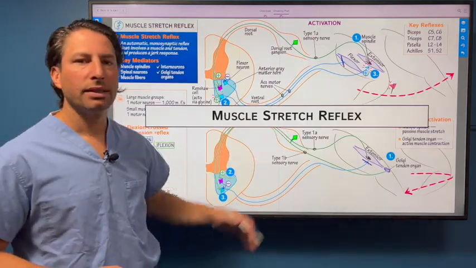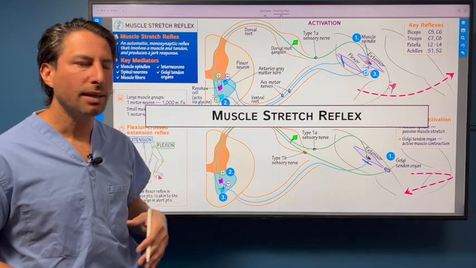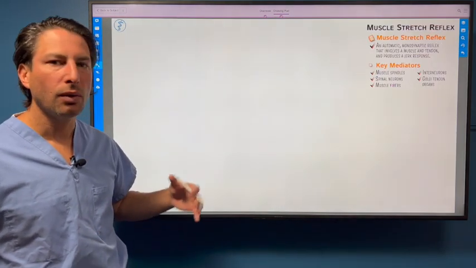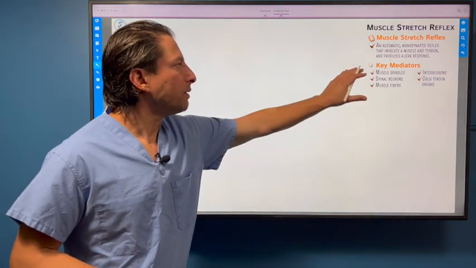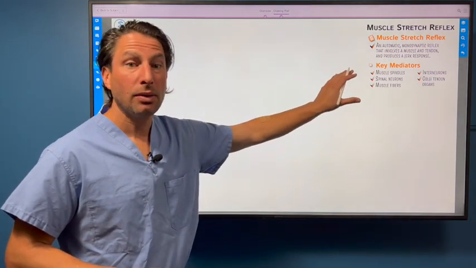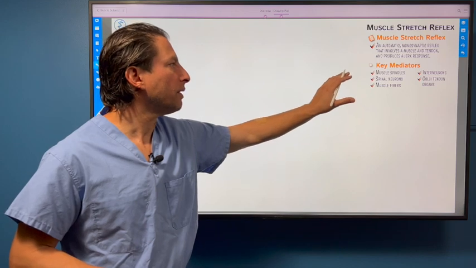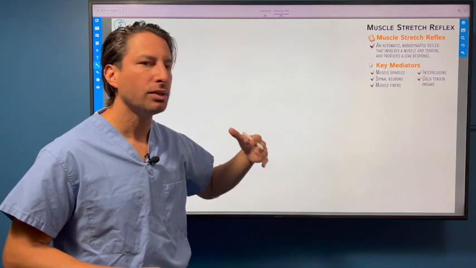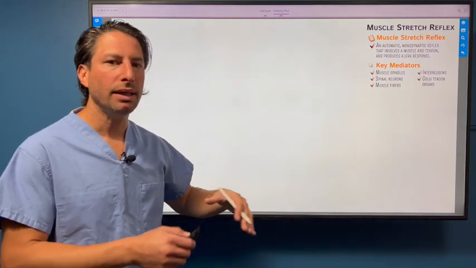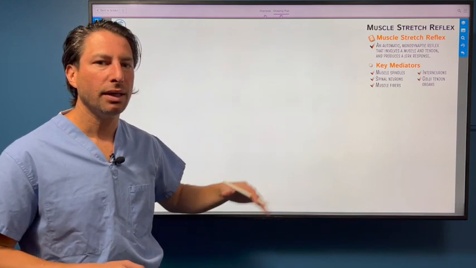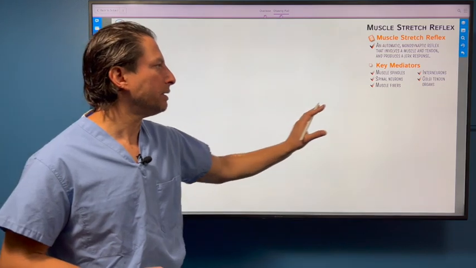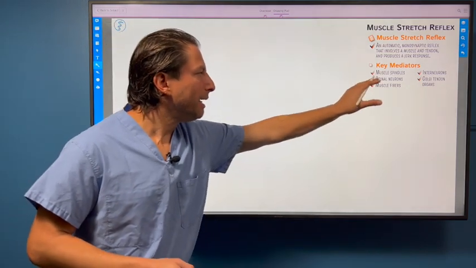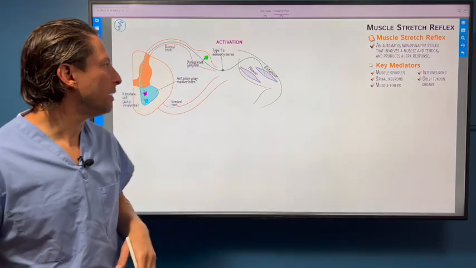Muscle stretch reflex. We're going to walk through all of the steps of the muscle stretch reflex because it's so core to clinical medicine. So what is the stretch reflex? It's an automatic monosynaptic reflex that involves a muscle, tendon, and produces a jerk response. So there isn't a lot of layering to the innervation, and that becomes really critical in physical examination. Here are our key mediators that we're going to account for in the reflex.